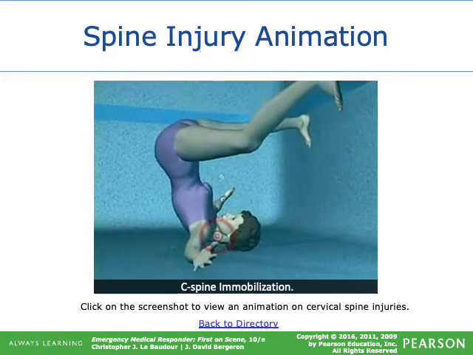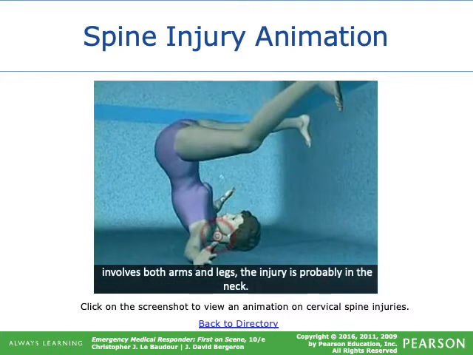C-spine immobilization. Most people assume that forces to the head, neck, and back cause cervical spine injuries, yet injuries to the chest, pelvis, and legs may also lead to injuries of the spine. Injuries to the spine include fractured or displaced spinal bones, or swelling that presses on the nerves. If a patient has numbness, loss of feeling, or paralysis in the legs, with no reported problems in the arms, the injury is probably below the neck. If numbness, loss of feeling, or paralysis involves both arms and legs, the injury is probably in the neck.